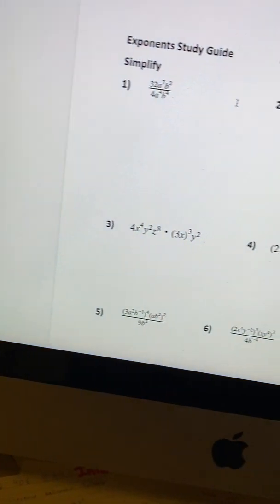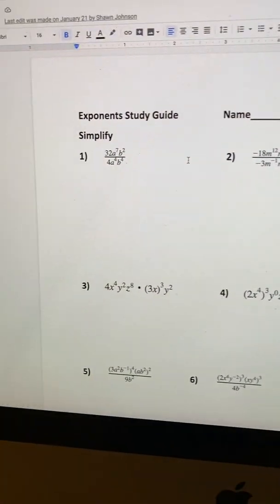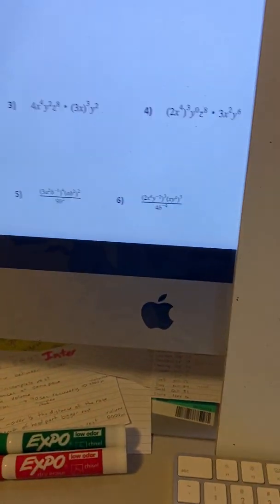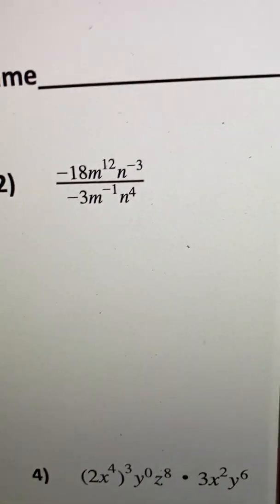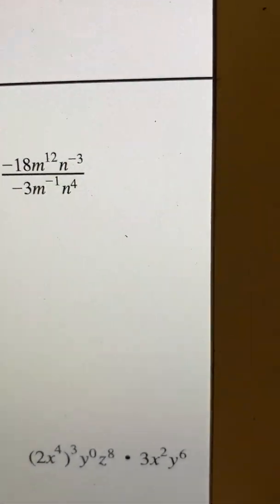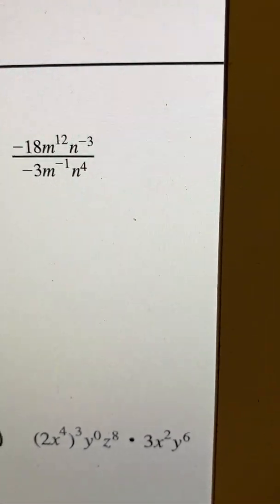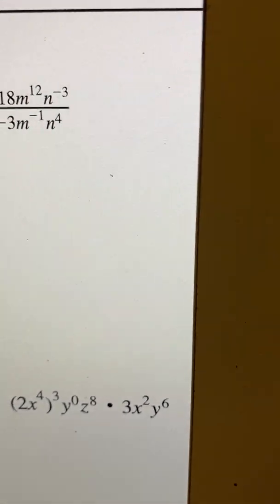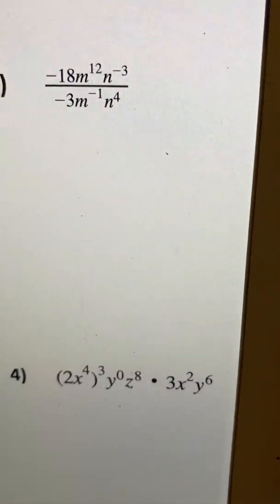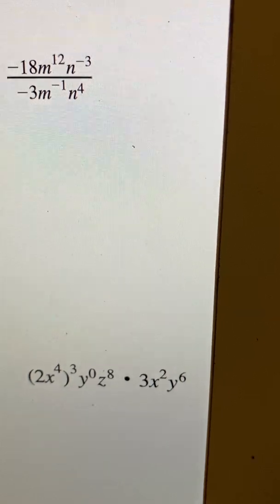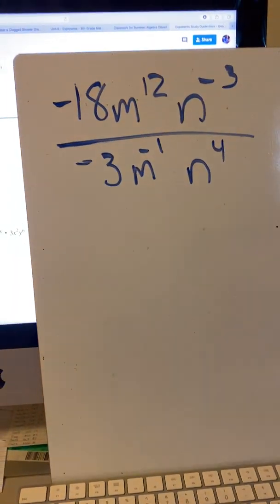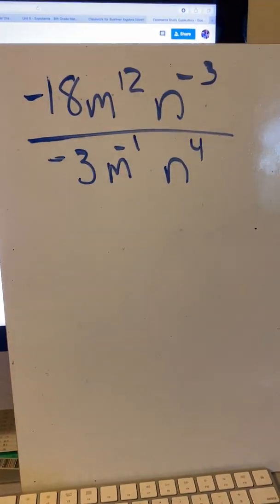Let's look at some exponential work really quickly here. I've got a study guide that was made up. I may post this to you as well, just so you have some practice of what I'm talking about. Let's do number 2: negative 18m to the 12th n to the negative third over negative 3m to the negative 1 n to the fourth. Okay, that problem right there. They're going to say simplify this.